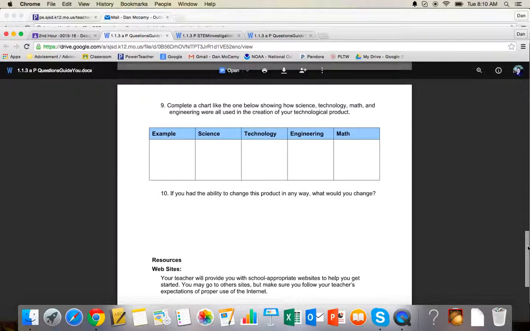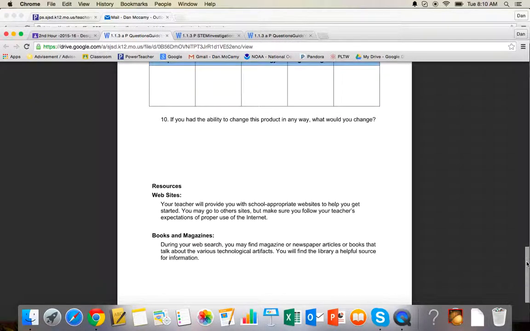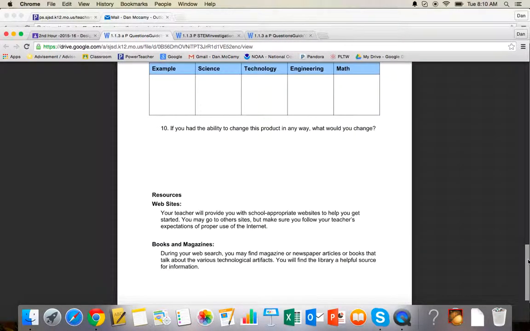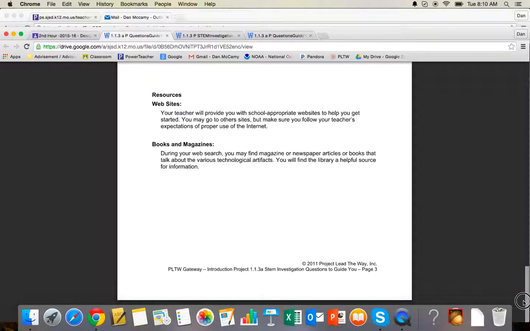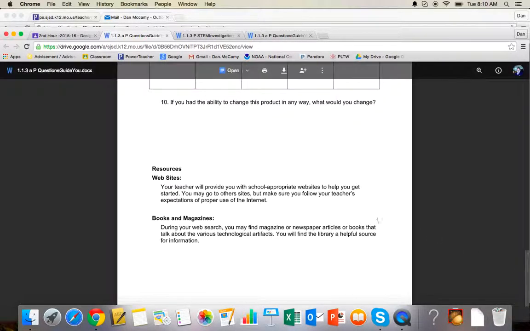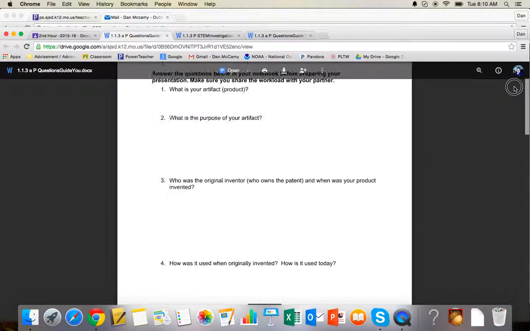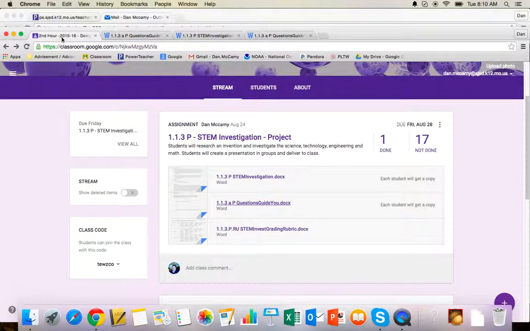And then if you had the ability to change the product in any way, what would you change? Now you get to innovate the product and say, well, here's what they need with this product. This would make it that much better, which they may have thought of as well, and so they're working towards trying to improve that product. But it all depends on what product or artifact you're looking at. As far as your websites, you have Google available to you. Just use a computer and do some research. But that looks like the questions that you want to help guide you.